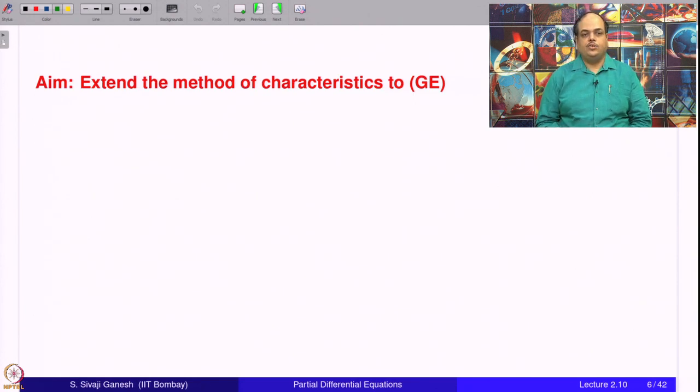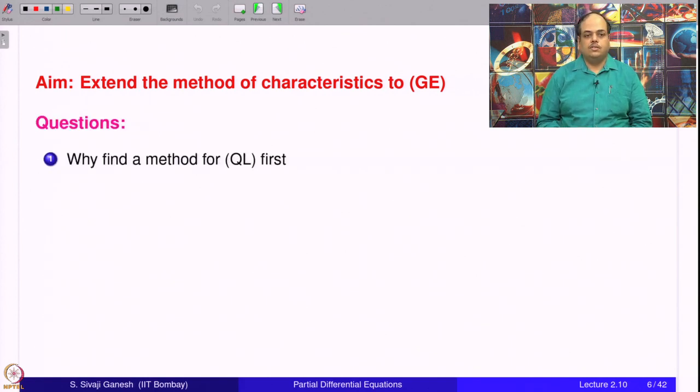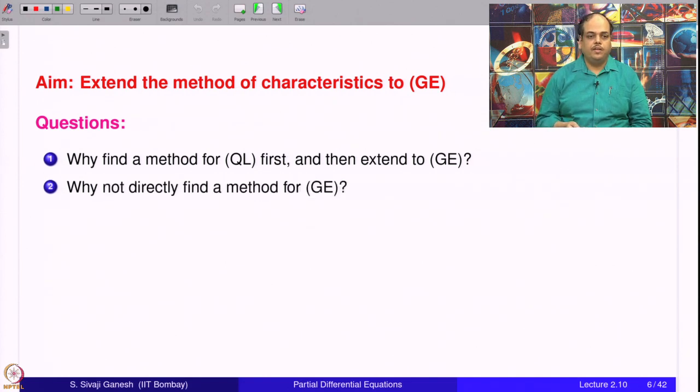The aim is to extend the method of characteristics to the general nonlinear equation. Of course, questions come first: why find a method for quasilinear first and then try to extend to GE? Why not directly find a method for GE? Of course, there are answers.